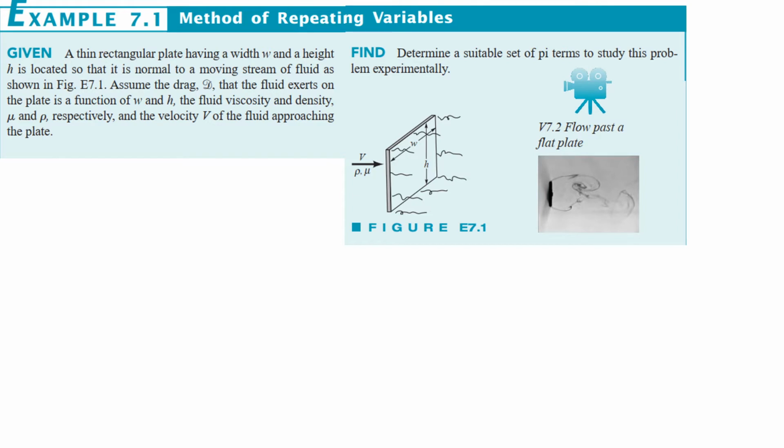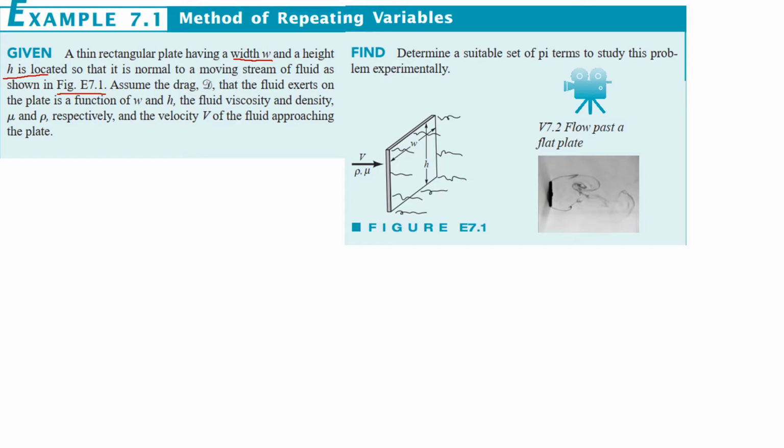So here we have an example that is related to dimensional analysis, and this example is from your Munson book in chapter 7. This is the first example of chapter 7, and let's read out the statement. A thin rectangular plate having a width W and height h is located so that it is normal to a moving stream of fluid as shown in figure 7.1.